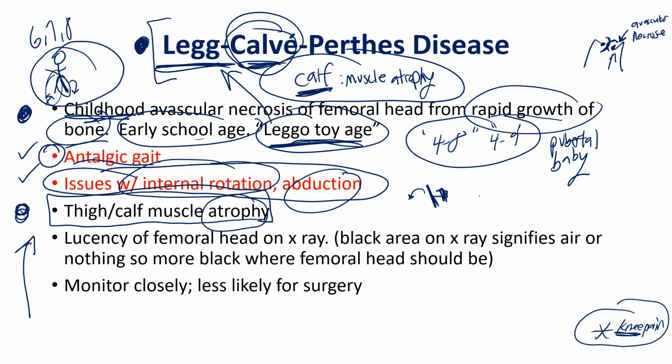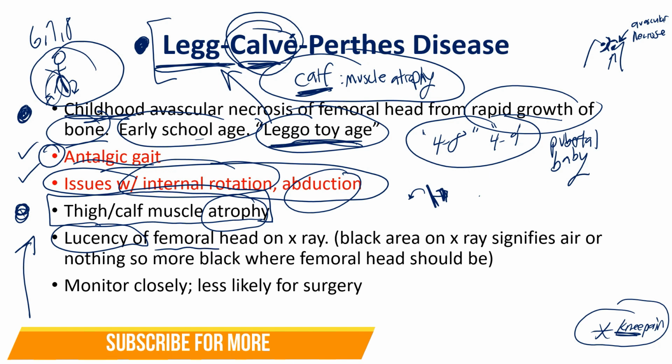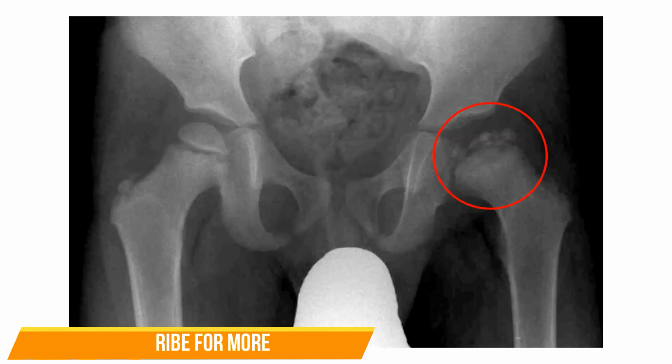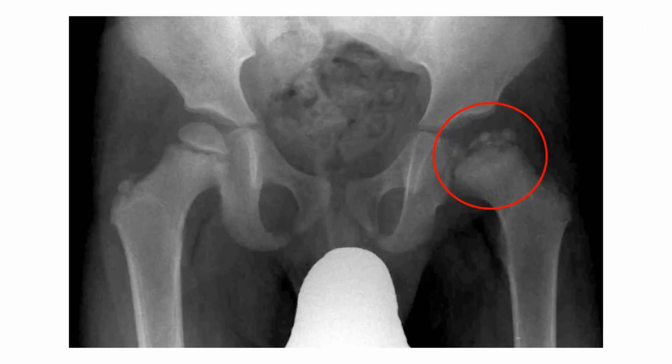The next one is if you were to get x-rays of this child who's in this age group of about 6, 7, 8, somewhere around there, you're going to see lucency of the femoral head on x-ray. Now I'm going to show you, what does that mean? That just means the femoral head, remember I said it's avascular necrosis, so it's broken down. So what does that mean? On an x-ray, here's the x-ray. Let's look at this.